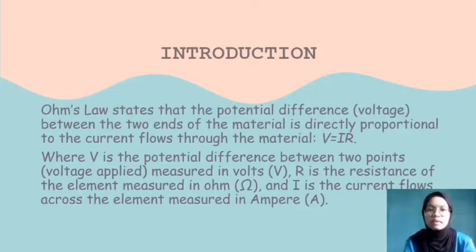So, the formula for this experiment is V equals IR, where V is the potential difference between 2 points measured in volts, R is the resistance of the element measured in ohms, and I is the current flowing across the element measured in amperes.